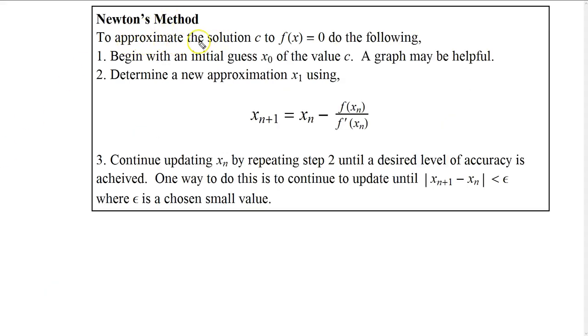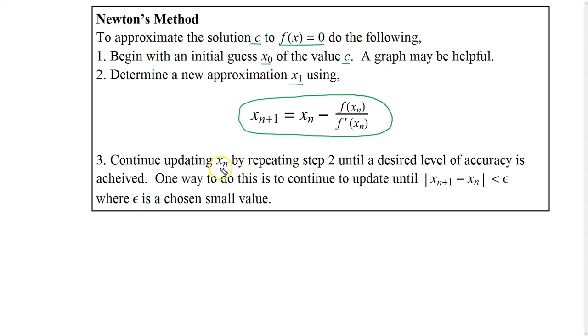For Newton's method, we want to approximate the solution c to f of x equaling 0, and we do the following. We begin with an initial guess x0 of the value c. A graph may be helpful to do that. Then you determine a new approximation, x1, using this formula. So you put x0 in for the xn's here, and you'll get back x1 on the left-hand side.